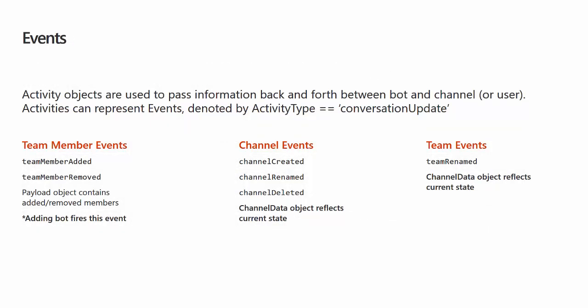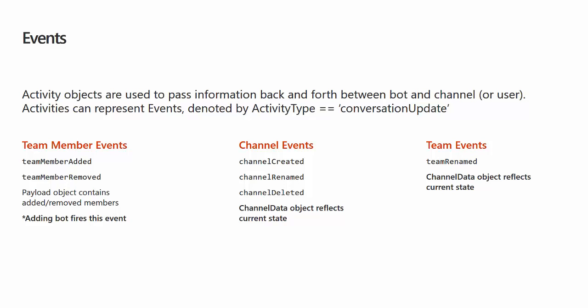We mentioned earlier that the conversations support events. Again, the activity object would be sent back and forth, and the activity object could have an event of a different type. So the activity type is not a message, rather the activity type is a conversation update. And you'll see that I get events that say a team member has been added or removed. If I add a bot to a channel, I get a conversation update event, and the team member added is the ID of the bot. So I can understand who's in the conversation as they come and go.